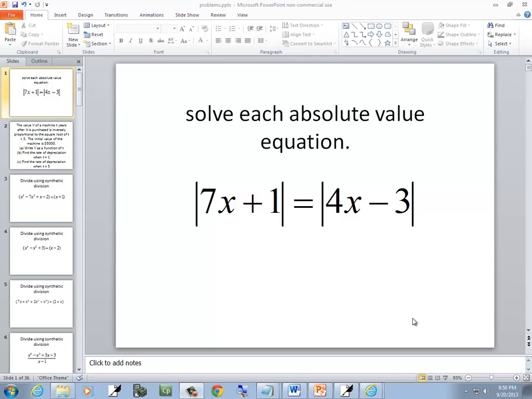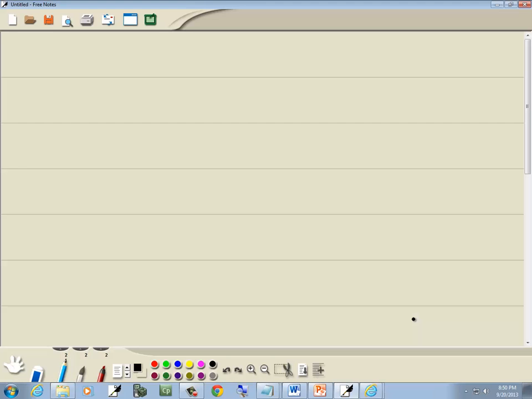In this problem, we want to solve this absolute value equation. So we got the absolute value of 7x plus 1 is equal to the absolute value of 4x minus 3. Now, how you handle it when there's an absolute value on both sides is you drop one of your absolute values. It doesn't matter which one.